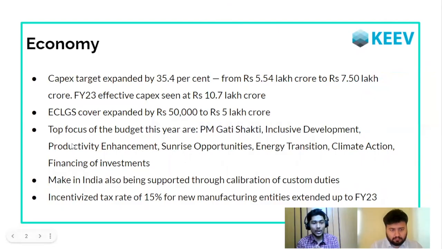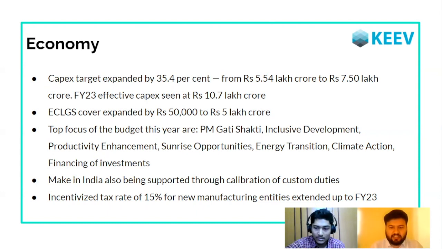ठीक है, तो पहले स्टार्ट करते हैं इकोनॉमी से। तो इस बार इकोनॉमी में कैपेक्स टारगेट एक्सपांडेड बाय 35%। तो कैपेक्स का मतलब आप बता सकते हो थोड़ा? So capex is nothing but capital expenditure. Capital expenditures are those expenditures which businesses undertake in order to create assets that will generate revenue. Okay, so if a company is putting up a factory, or if a company is buying a machinery, all of these are called capital expenditures.